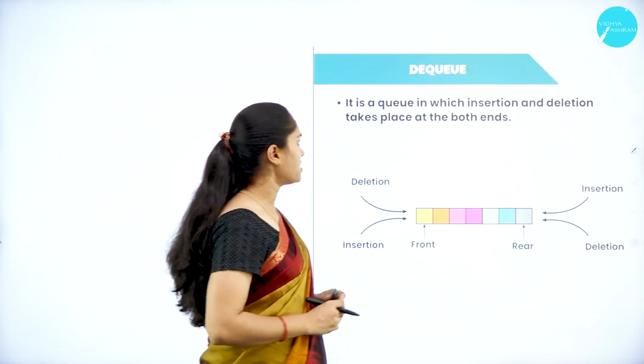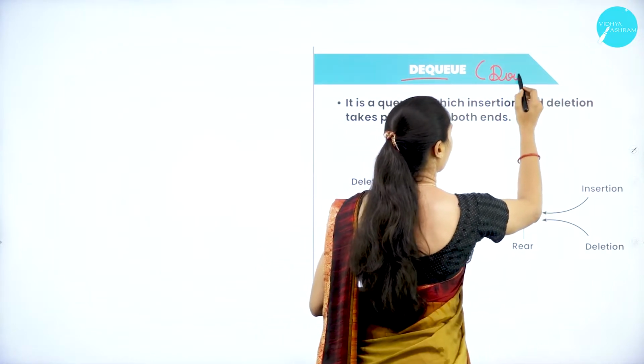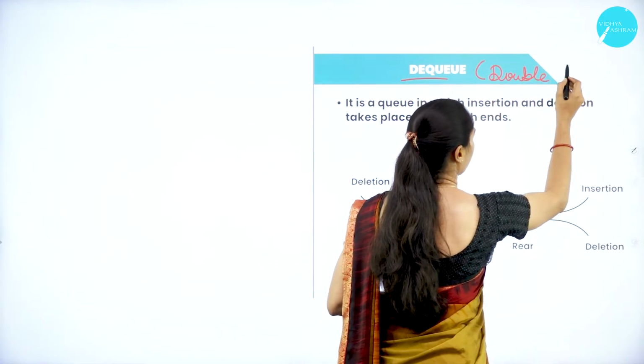Okay, so next, what is the next type? That is what? DQ. This is nothing but what? Double-ended queue. So doubly-ended queue.